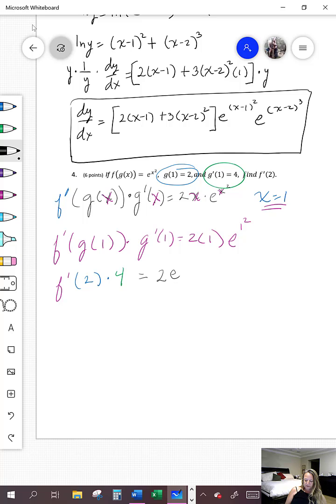If we divide both sides by 4, we can figure out what f prime of 2 is. So f prime of 2 is equal to 2e divided by 4. Reduce, we get f prime of 2 is equal to e all over 2.